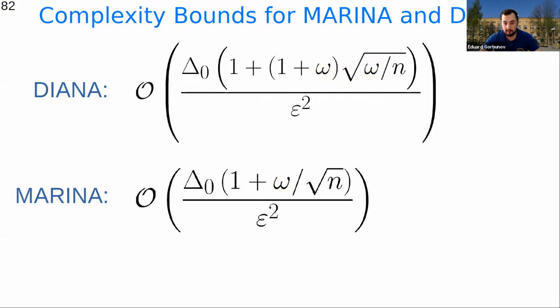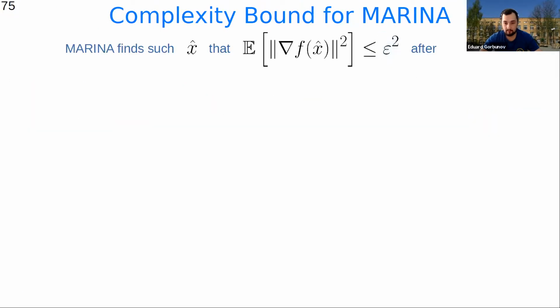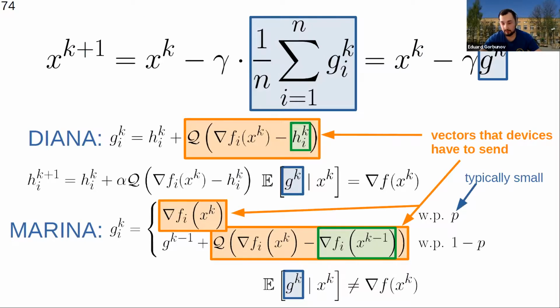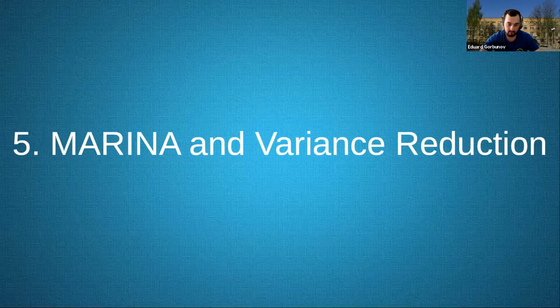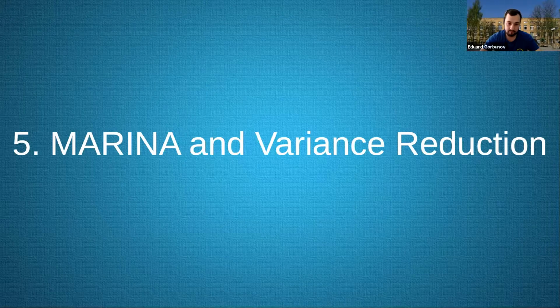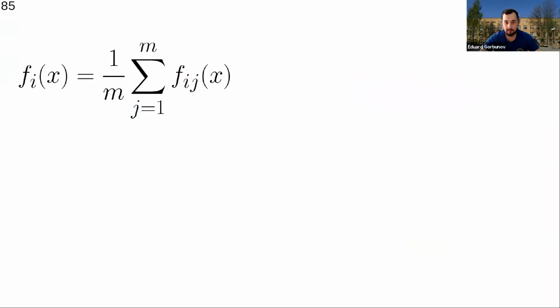For example, we considered here full gradient methods. So the natural extension is to consider stochastic gradient methods, and it leads us to the variance reduced version of MARINA. In this setting, we will consider the case when Fi is an average of m functions. For simplicity, we assume that m is the same for all workers, and does not depend on the worker i.